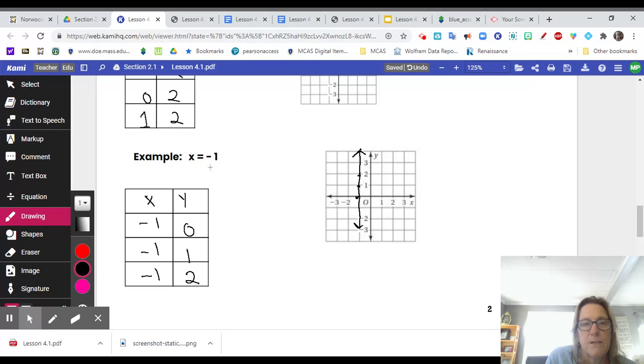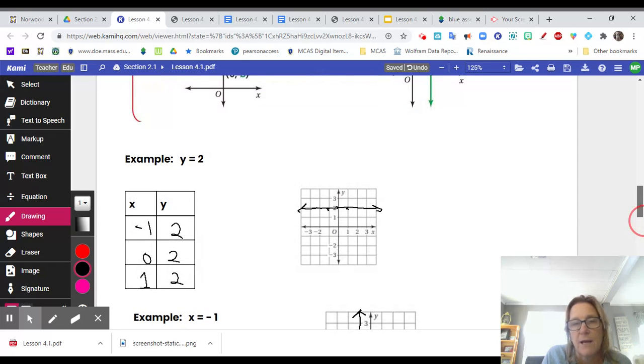Input is always -1. So if I look at any point along this line, the x value is always -1. So this equation is a good description of that line. Likewise up here, if I look at any point along this line, the y value is 2. So this line is a good visual of that equation.